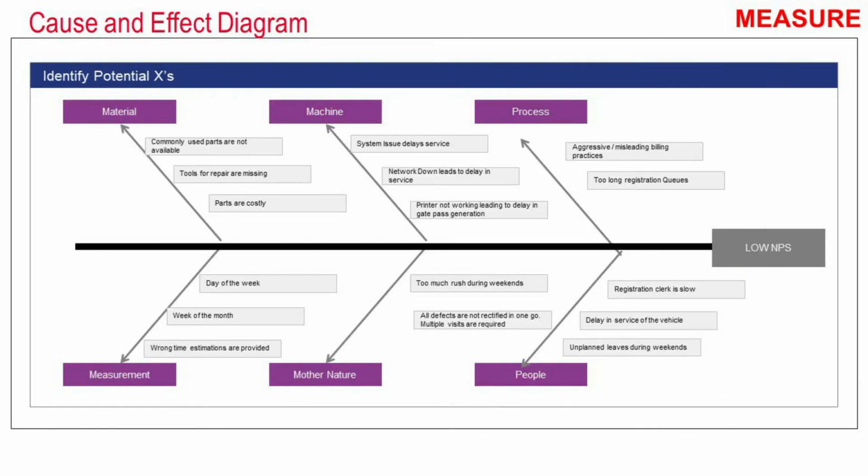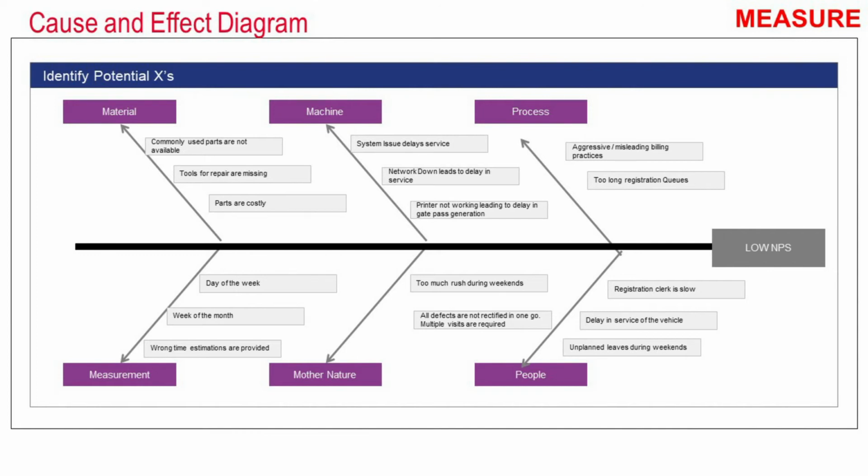The next thing that the team did was a brainstorming session to identify the causes of this particular problem, which is the low NPS score. A fishbone diagram, a cause and effect diagram, has been used for this. Under process, they have identified some root causes: aggressive or misleading billing practices and too long registration queues. Under people, they said the registration clerk is slow, there is delay in service of the vehicle, and unplanned leaves during weekends by the staff, and that is why there was a delay in the overall service, and that is why the low NPS. And all defects are not rectified in one go.